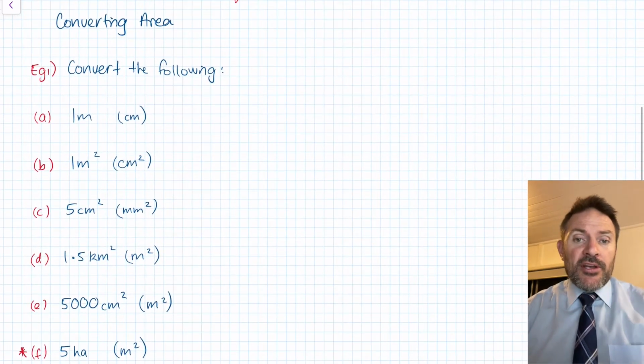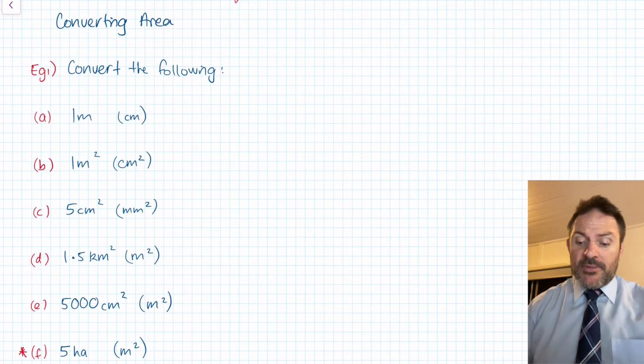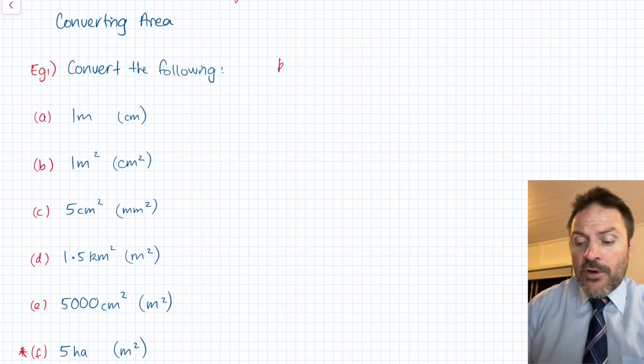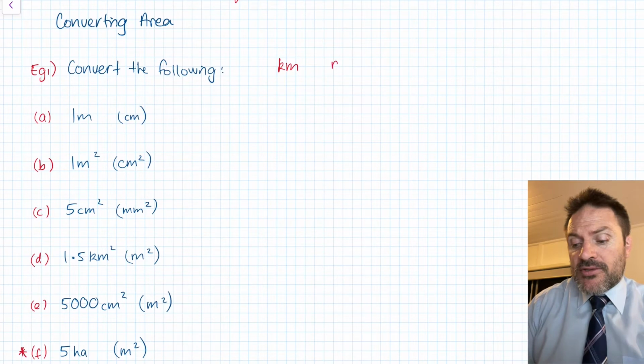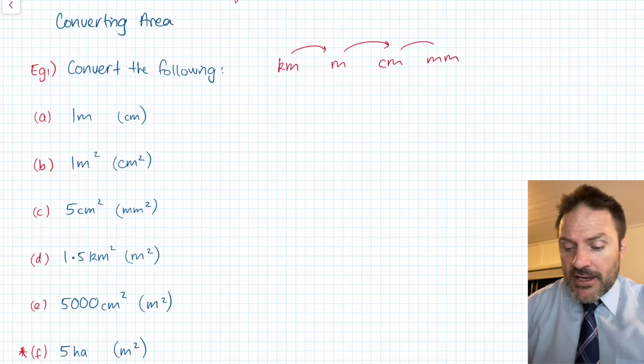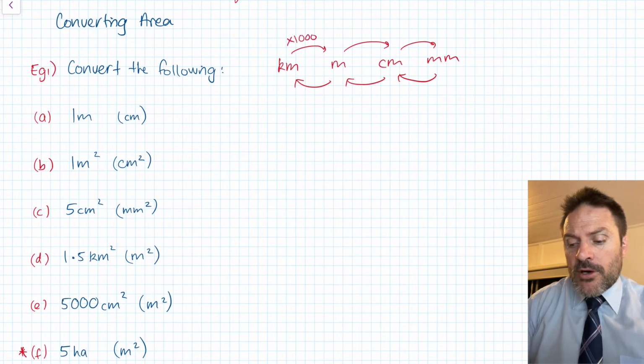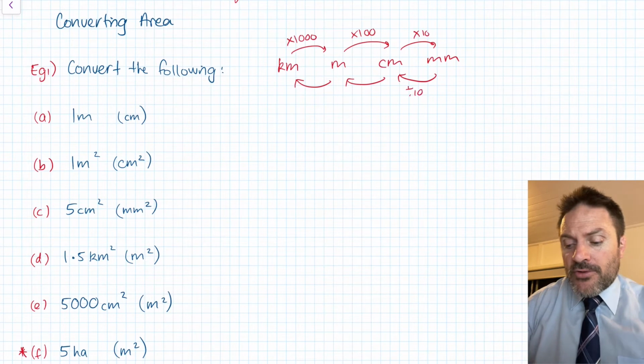Now, I've already spoken in a previous lesson about converting area, so this should be reasonably okay. Remembering with converting area, kilometers to meters to centimeters to millimeters, it's very similar to converting measurement units. So if we're doing the measurements like this, we would say times 1,000, times 100 and times 10, and then divide by 10, divide by 100, and divide by 1,000.